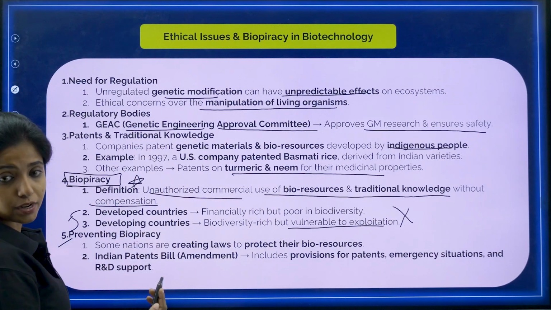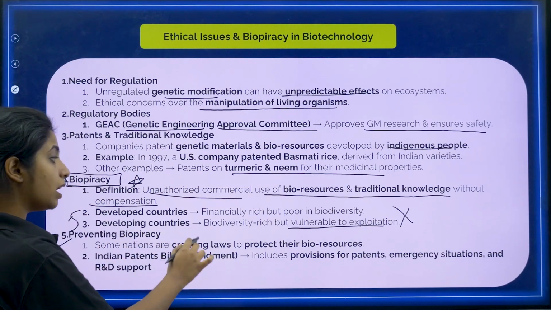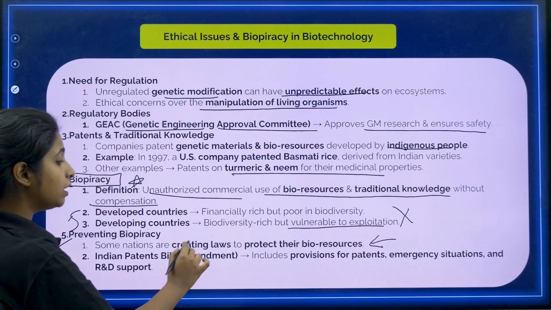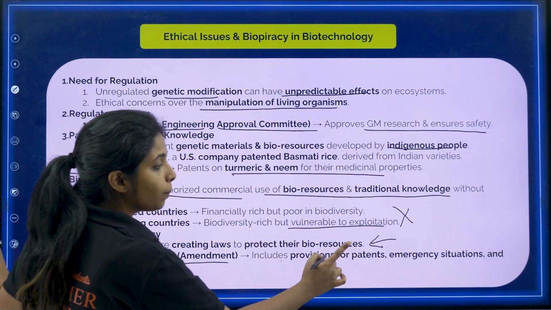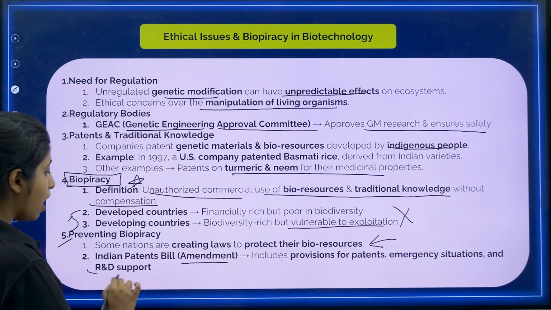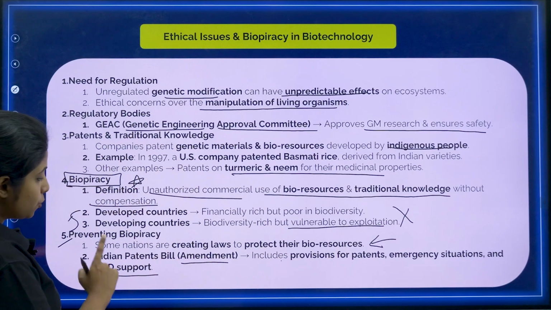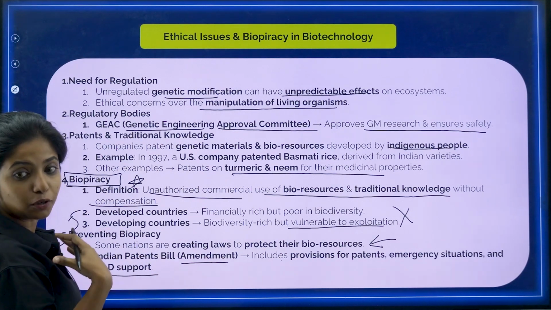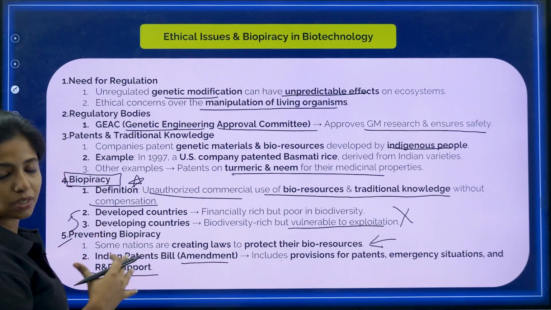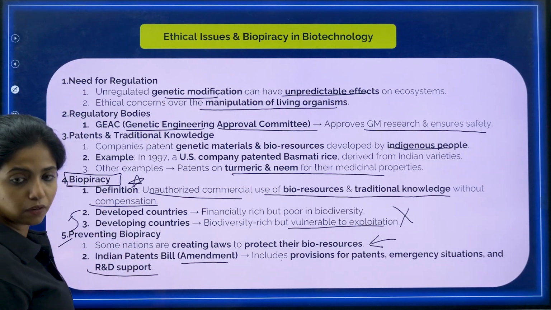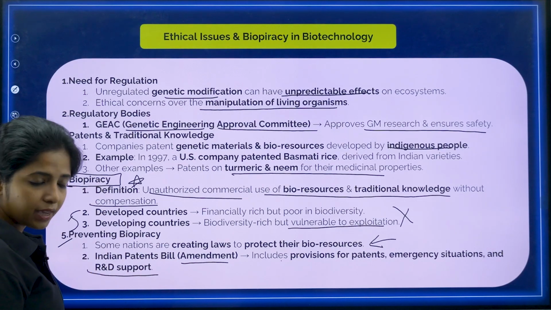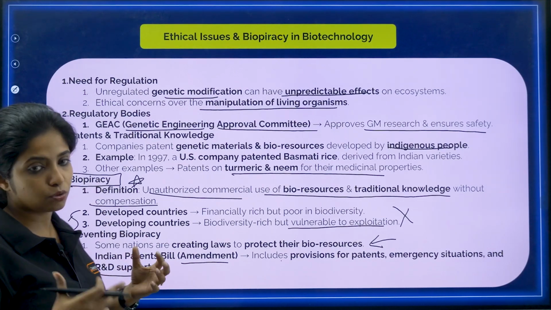So preventing biopiracy, how can we do that? Some nations are creating laws to protect their bioresources. The Indian Patent Bill amendment includes provisions for patent, emergency situations and R&D, research and development support. So the Indian Patents Bill is there to protect us from all this patency that could be coming around. Obviously, any country cannot put a patent on anything like that. There are certain laws which we have to abide by. So the Indian Patent Bill amendment is for us, my dear children.